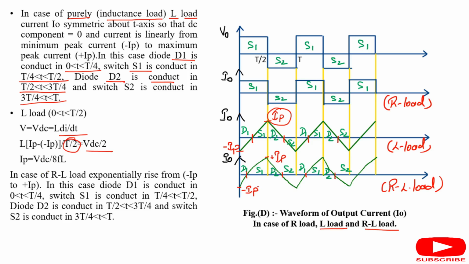Now in case of RL load, the current exponentially rises from minus IP to plus IP. In this case also, similarly, diode D1 conducts in 0 to T by 4 and S1 conducts in T by 4 to T by 2, and for the other time period of T by 2 to T, diode D2 conducts in T by 2 to 3T by 4 and switch S2 conducts in 3T by 4 to T.